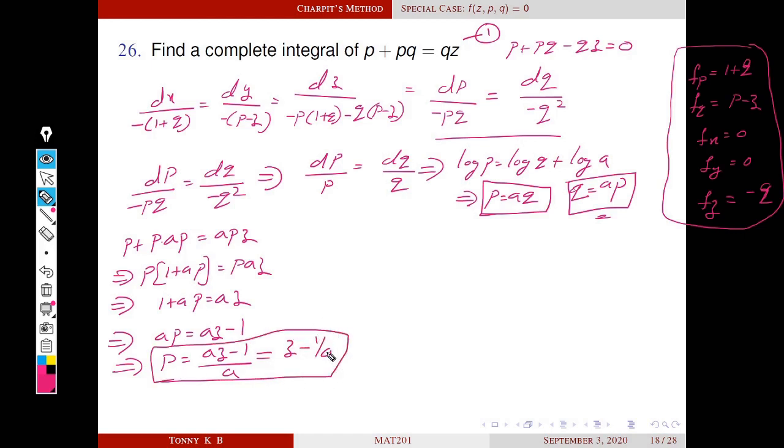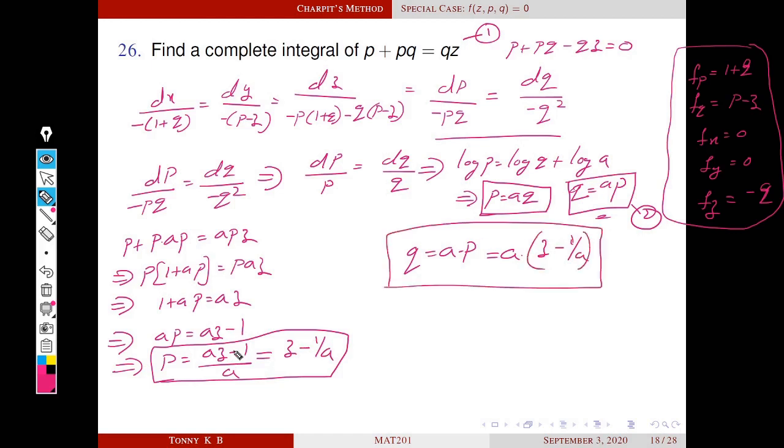Substituting p equal to z minus 1 by a in this equation, this is our equation number 2. So we get q. What is q? q equal to a times p. This is equal to a into, what is our p? p is z minus 1 by a. So p equal to z minus 1 by a and q is equal to a times z minus 1 by a. Next we consider our total derivative. Substitute p and q.